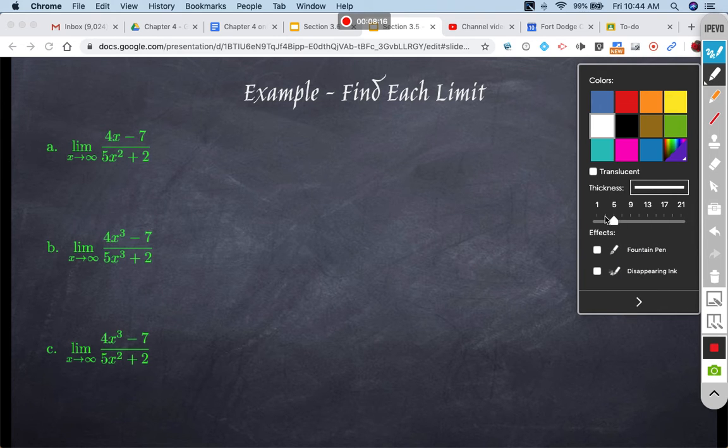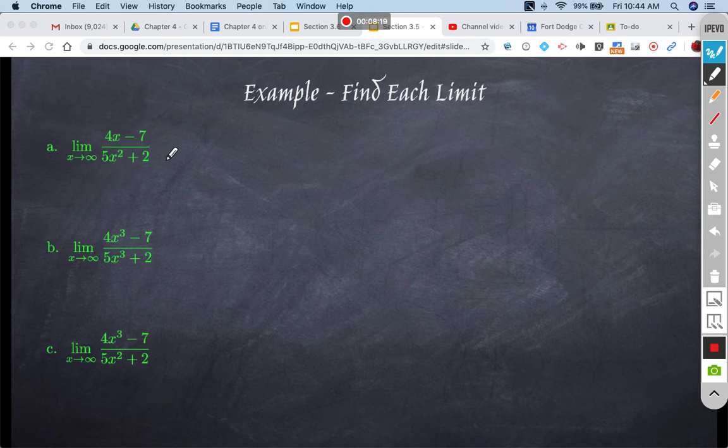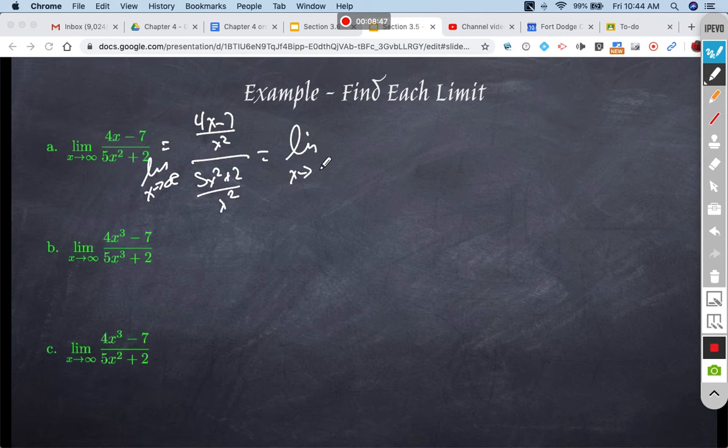Oh, let's go back to this here. So with this first one, again, you're going to get infinity over infinity. All of these, you're going to get that indeterminate form. So here our highest power is x squared. So we're going to go 4x minus 7 over x squared, and 5x squared plus 2 over x squared. That's the limit as x approaches infinity, not 0.